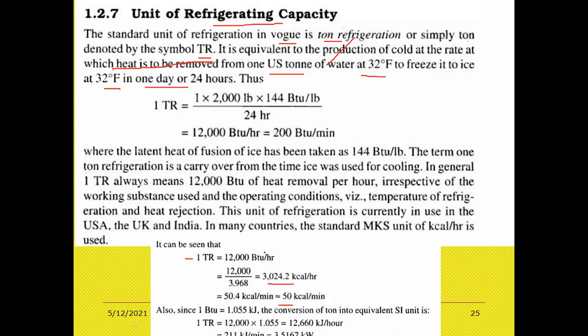Or if you convert into kg, the heat of fusion of ice is equal to 336 kilojoules per kg. So that is a simple definition of 1 ton of refrigeration. So what is the definition again? I am telling you: it is the amount of heat produced or extracted by melting 1 ton of ice at 0 degrees in 24 hours.